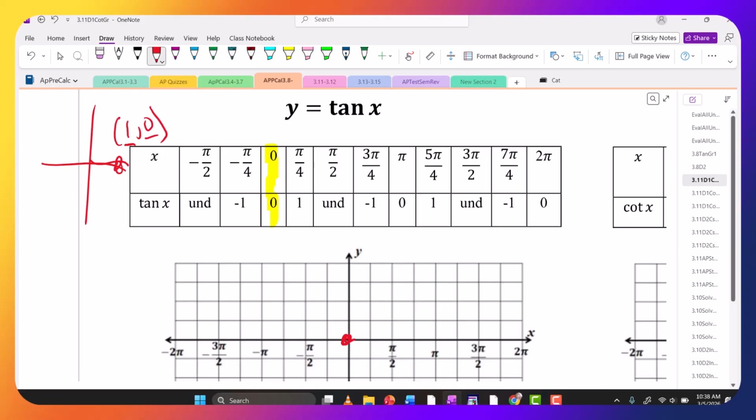So we're going to write that. Here's pi over 4, and we're going to call this 1. There's pi over 4 comma 1. And I do want you to write that in there, because we do have to mark these critical values.